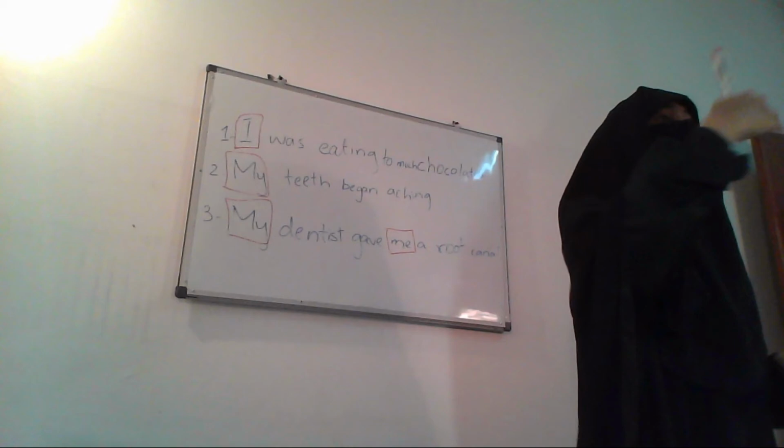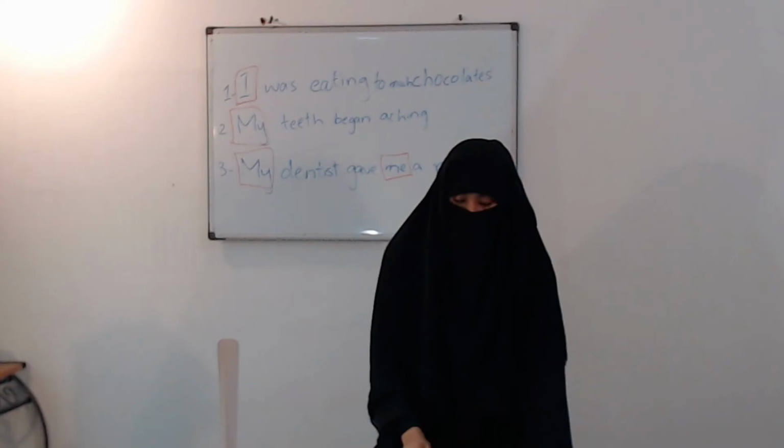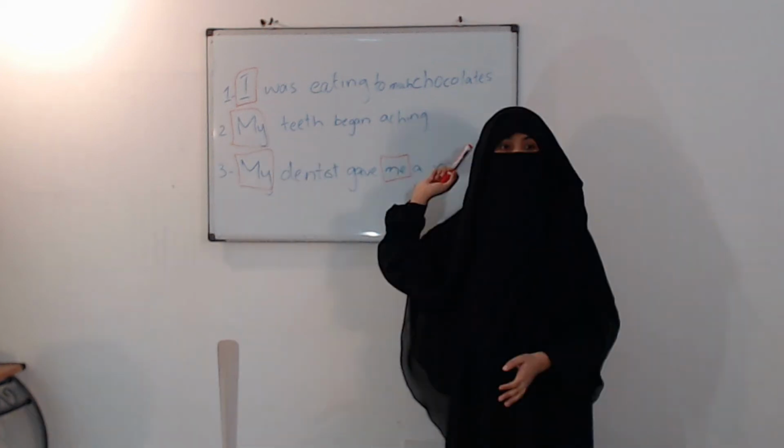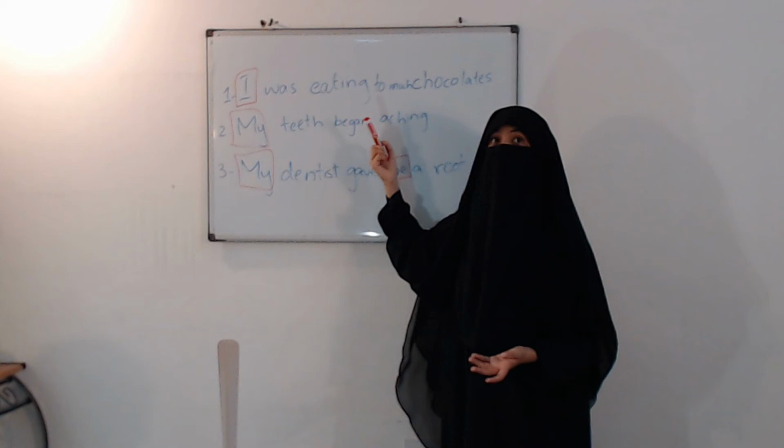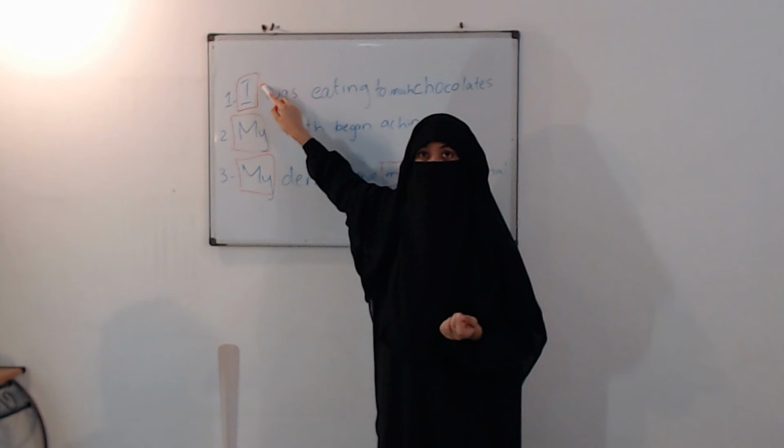Now, again we come to "I was eating too much chocolates." What is the doer here? Eating. The doer is "I." It is the most important character, right? This is the most important character. Doer, right?